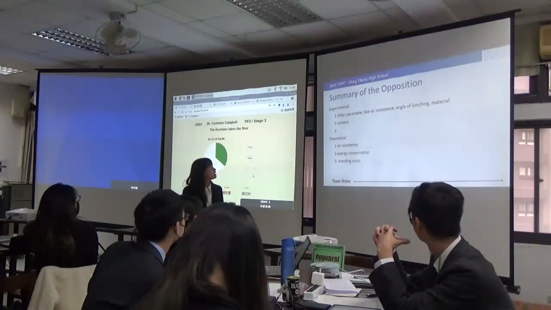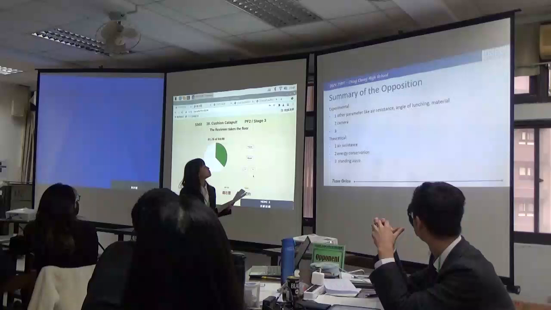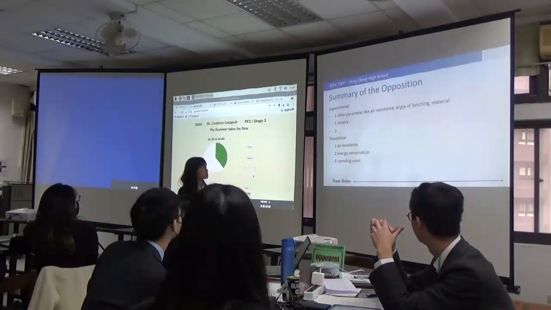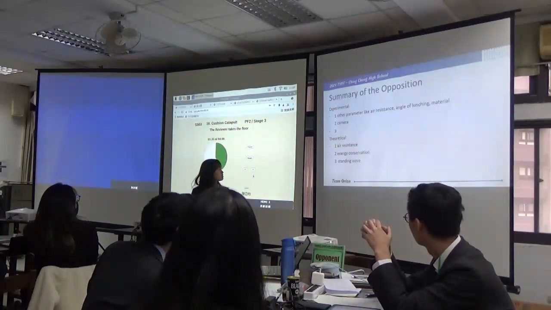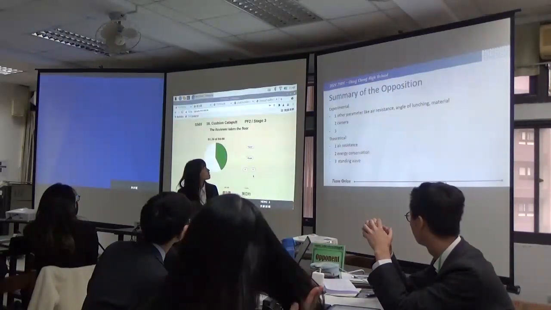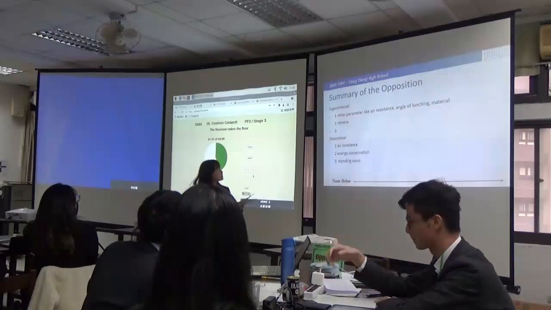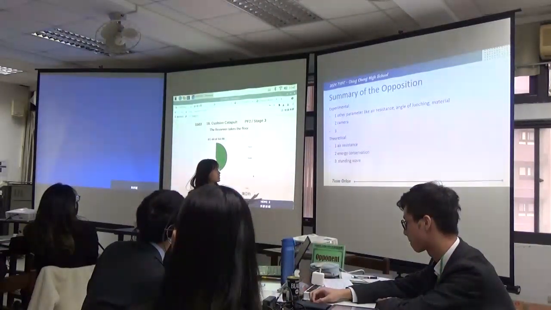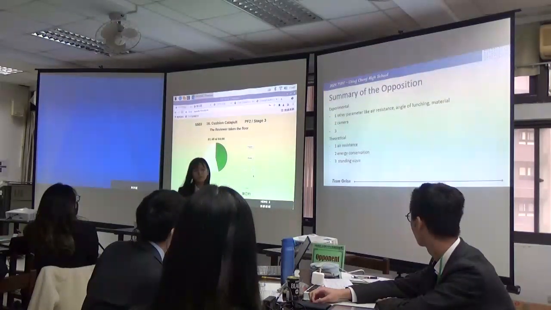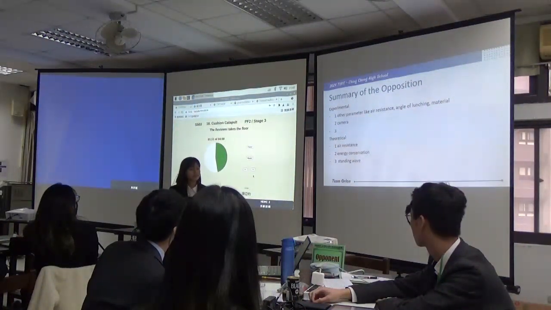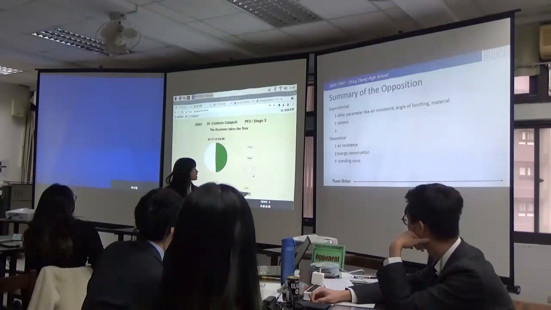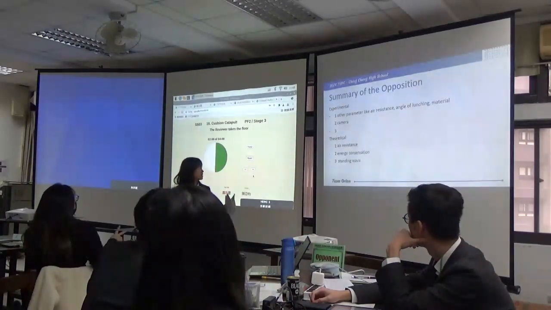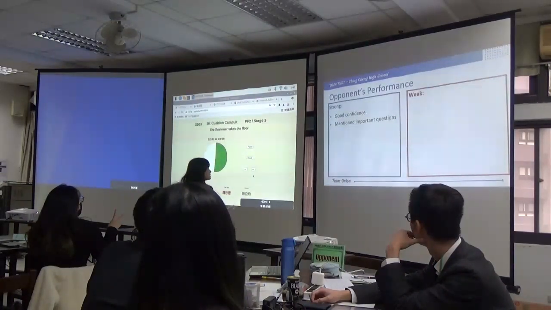Next, the summary of the opposition. About the experiment, they talk about three-side motions with a three-side camera, and we agree with them. We think you have to consider all the sides of the motion. They also talk about other parameters like air resistance, angle of elongation, and materials. We also believe that the line on the cushion will influence the experiments. About theory, they talk about air resistance, energy conservation, and the standing wave. Next, this is about the opponents' performance. They have good cooperation and mention important questions.